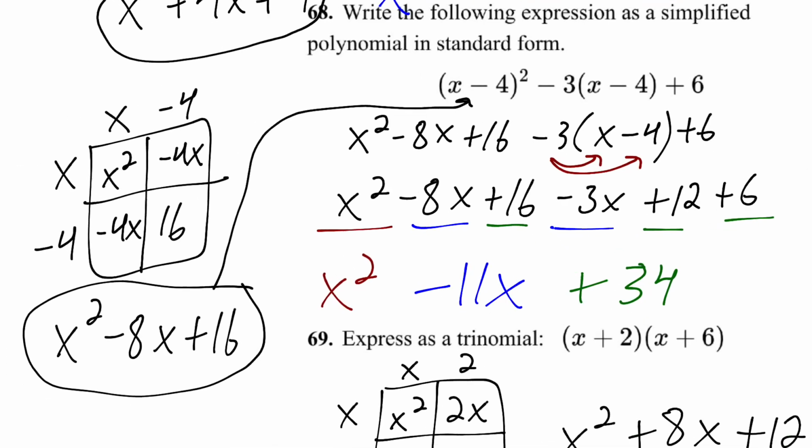68 is the same type of problem. I start with the box method, I get this, I plug it in, I distribute my -3, I rewrite everything, I combine like terms. X squared comes down, -8 and -3 is -11x. 3 different numbers combine to give me 34.